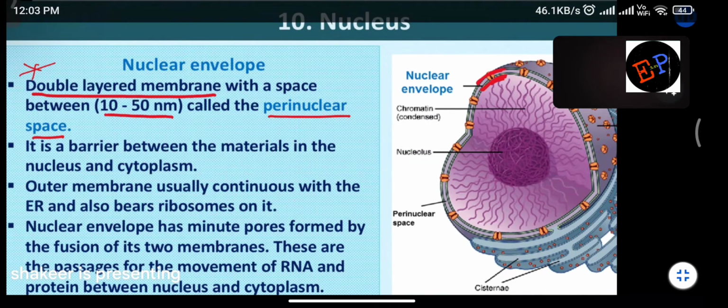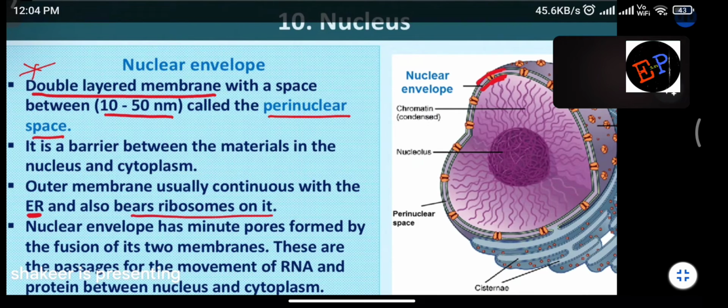Okay. The outer membrane usually continues with the endoplasmic reticulum and also bears ribosomes with it. Already we have studied this. Surrounding the nucleus, what will you find? You will find endoplasmic reticulum. Which one? Rough endoplasmic reticulum. On the rough endoplasmic reticulum, you can find ribosomes. And surrounding the rough endoplasmic reticulum, you will have smooth endoplasmic reticulum. There are no ribosomes on smooth endoplasmic reticulum. Clear?